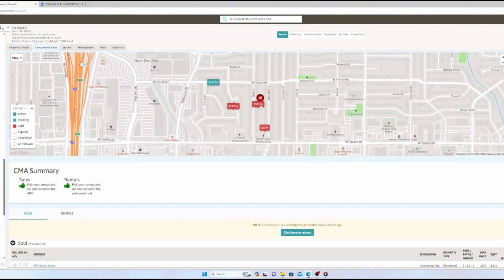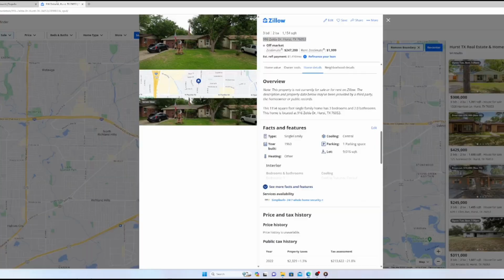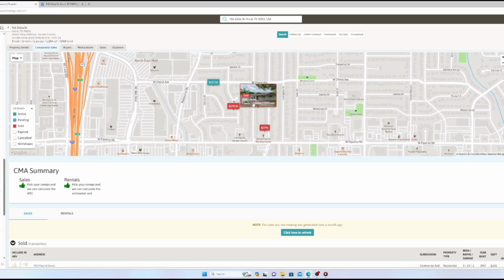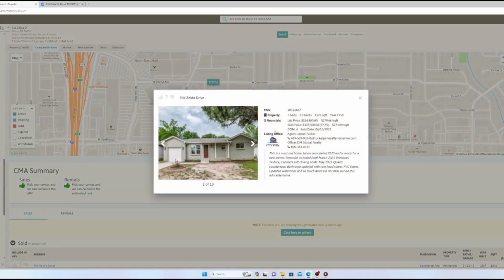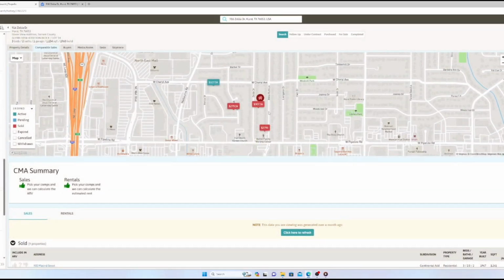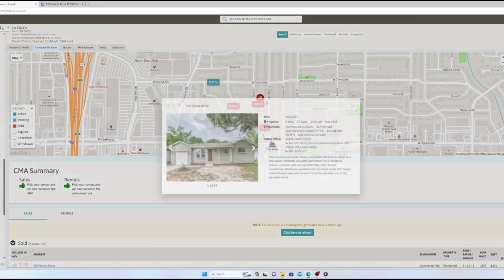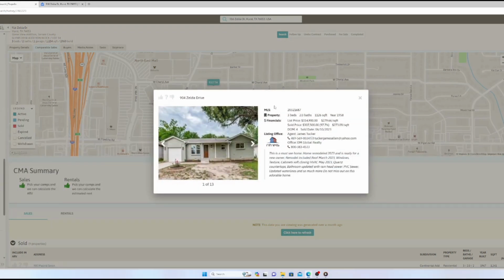Okay, so it seems like we got a comp on the same street. Okay, 3-2. What is ours? 3-2. Ours is 1,154. This one is 1,126, so a bit smaller than ours. 3-2. Let me see the year built on it. 1958. Ours is newer. And it sold for 307.